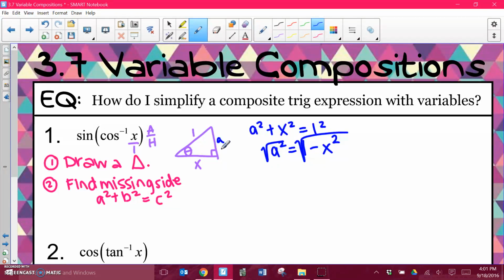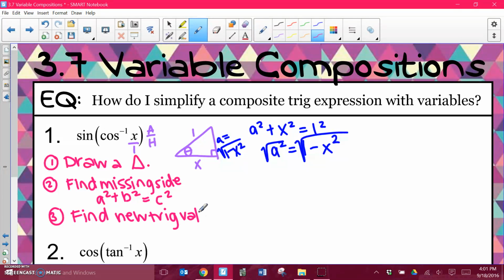So I know that this other side over here is going to be equivalent to the square root of 1 minus x squared. And I'm just going to leave it like that. I cannot take the square root of 1 minus x squared because it's all in parentheses and there's nothing times itself that's going to give me this particular thing. So I'm just going to leave it alone and leave it underneath the square root. Now that I have all three sides of my triangle labeled, I'm going to find my new trig value.